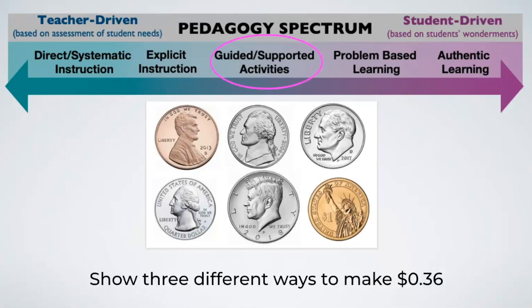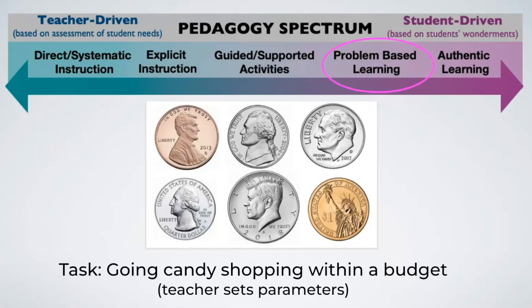I could do some guided and supported activities through centers or games if students maybe had to show multiple ways to make certain coin amounts. They could do matching and sorting games like dominoes, bingo, or picture sorts, where they can show different representations of the same amount. A lesson could be more problem-based if I create a task that has more than one right approach and more than one right answer.